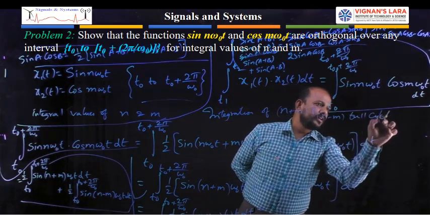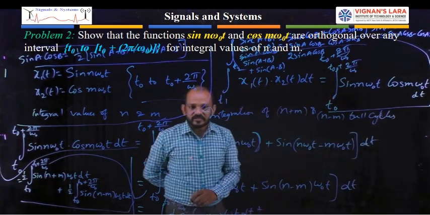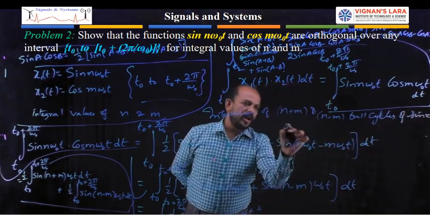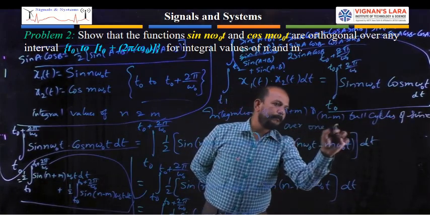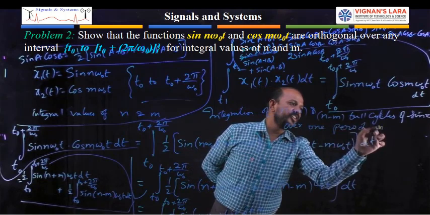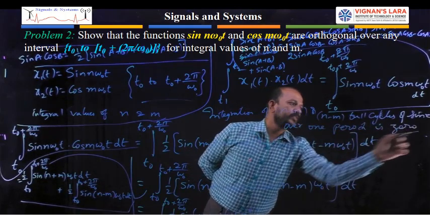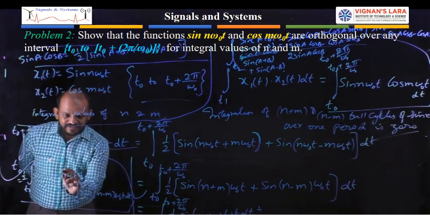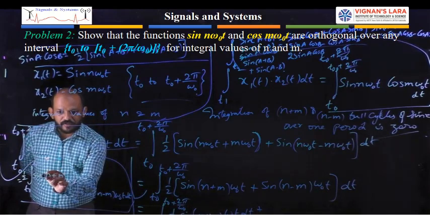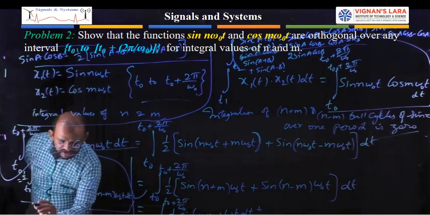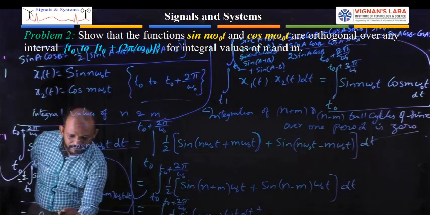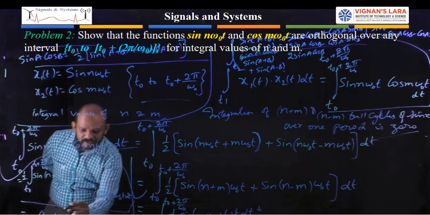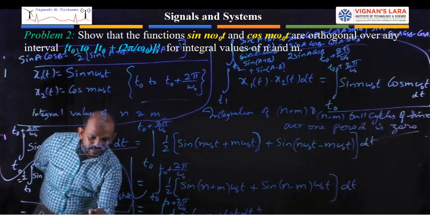full cycles of sine wave over one period is 0. Full cycle 0. That means here n plus m full cycles of sine wave over one period is 0. So for this value I can write as 0. Plus here also n minus m full cycles of sine wave over one period is also 0. So the answer will be 0.